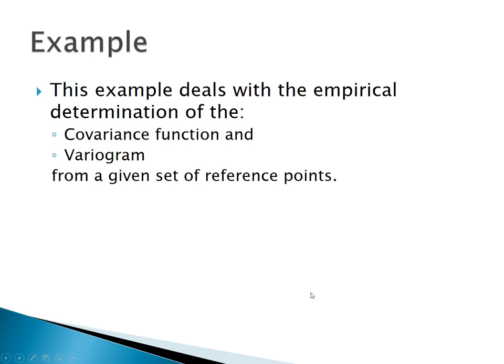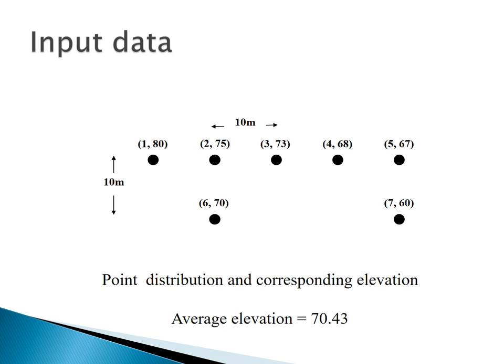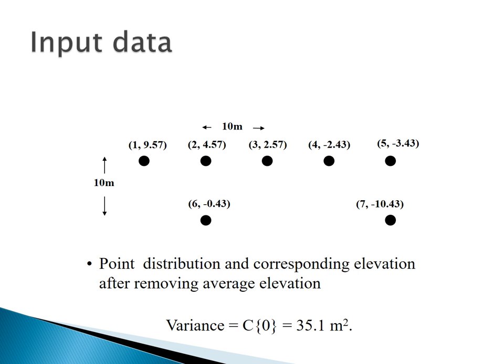So the example deals with the empirical determination. This means we actually have the values of the covariance function in the variogram. This is just a really quick example. We have our points, distributed 10 meters apart. They have elevations, so that's what 73 is. And we take the average elevation, 70.43, and then we remove that average elevation.